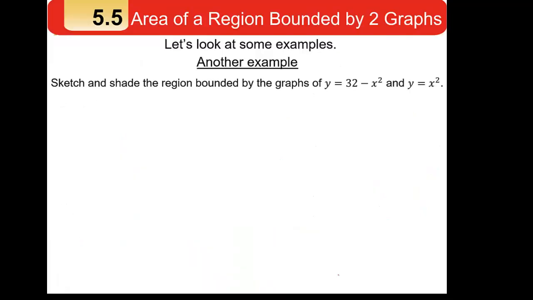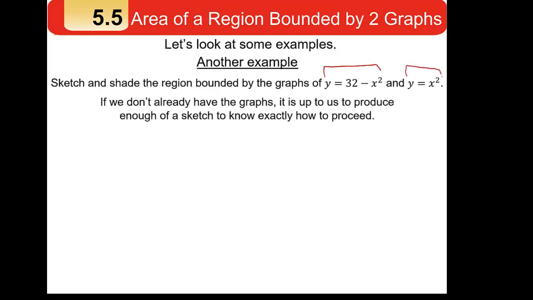How about this example? This time, you're given the 2 functions, but you're not given a graph. That presents a little bit of a challenge, because when you had the graph in front of you, it was easy to see what was on top. If the graphs are not given to you at all, then you've got to get enough of a sketch of this thing to figure out which is on top. Luckily for us, these are both parabolas, and we know about parabolas. But we have to figure out in our mind at least which function is on top over the interval, or if they switch, we've got to know that too.